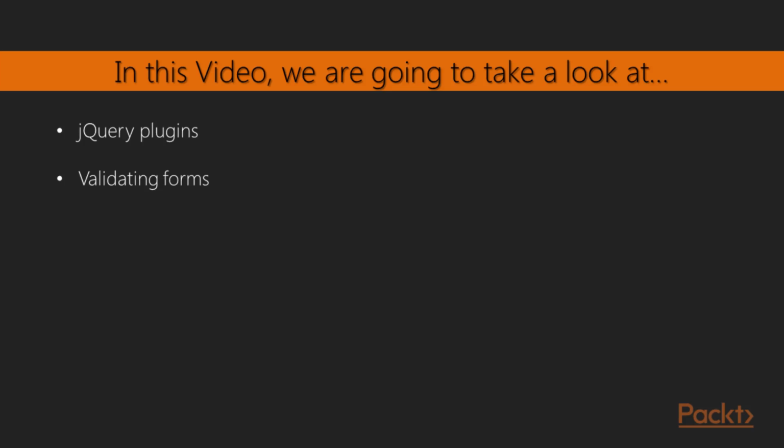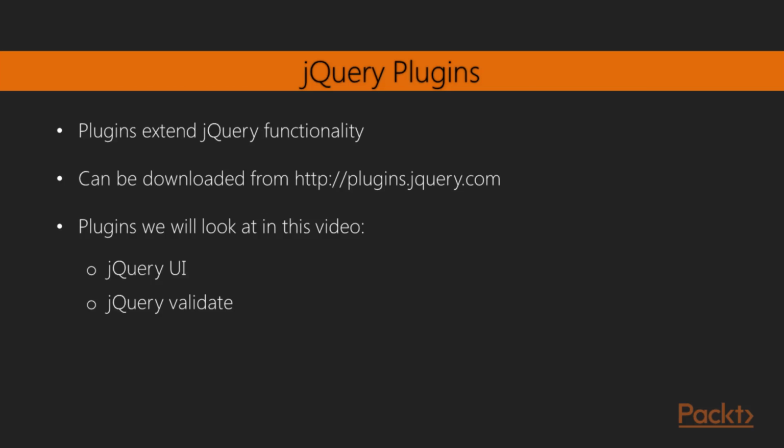In this video, we're going to look at jQuery plugins and then how we can use those plugins to validate forms for the user. So what are jQuery plugins? jQuery plugins are additional jQuery scripts that we can use to extend the base functionality of the jQuery library. They can be downloaded from this URL that we'll take a look at. And there's also another way we can download them, which I'll cover very briefly once we get to the website.